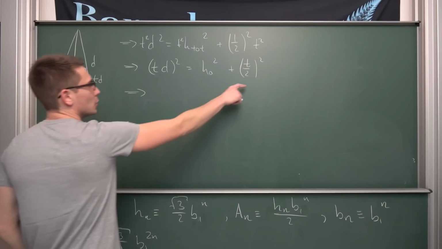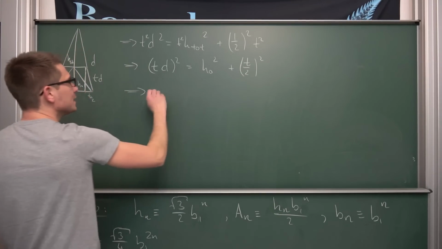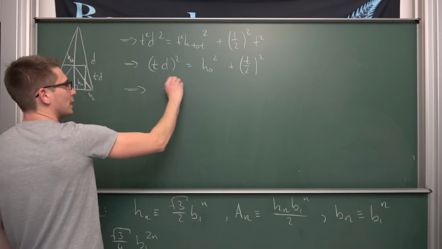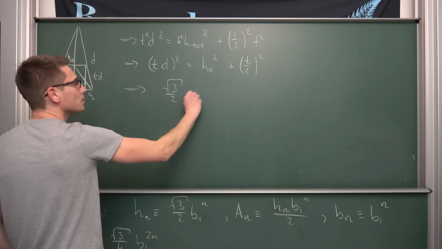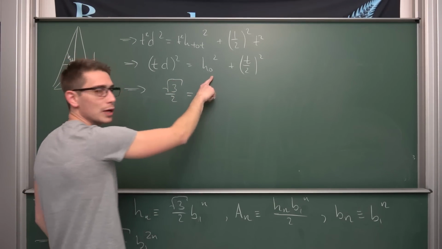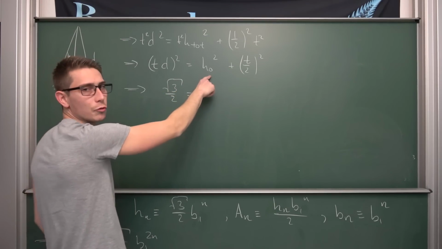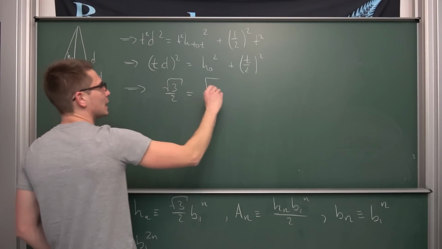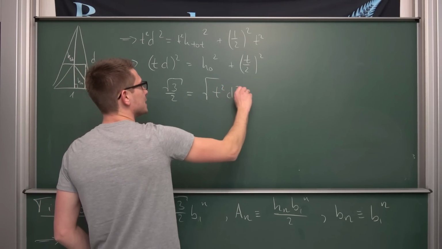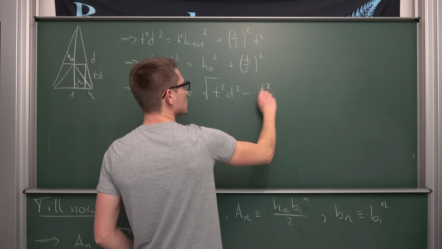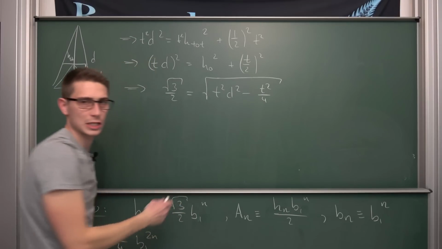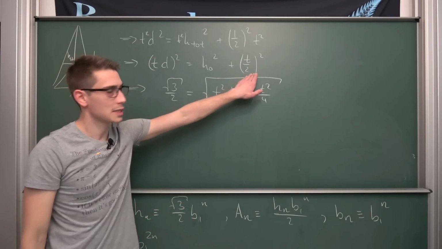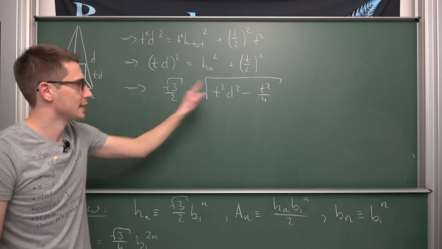Meaning, if we were to subtract this part on both sides, we are going to get square root of 3 over 2 is hence nothing but, and now we are just going to solve for our h0 that we're having here. This is going to be the square root of t squared d squared minus t squared over 4. Hope you can see where all of this came from. Subtracting this, taking the square root, and then we are at this point.